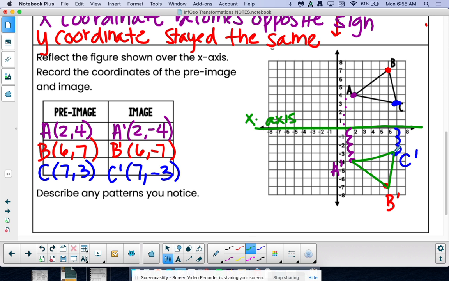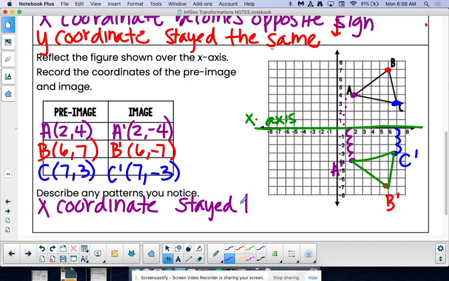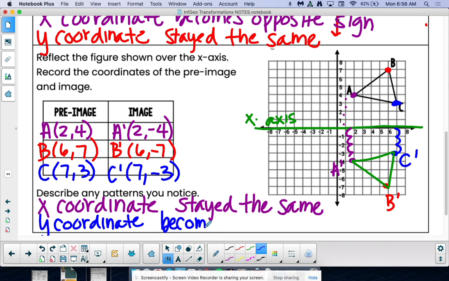And again, they want us to look for patterns. So if we look at our x-coordinates, folks, the first number in our ordered pair, did anything happen? No, it stayed the same. Now if we look at our y-coordinate, it did become the opposite sign, right? So we had positive numbers and then became negative. So we would say it became the opposite sign.